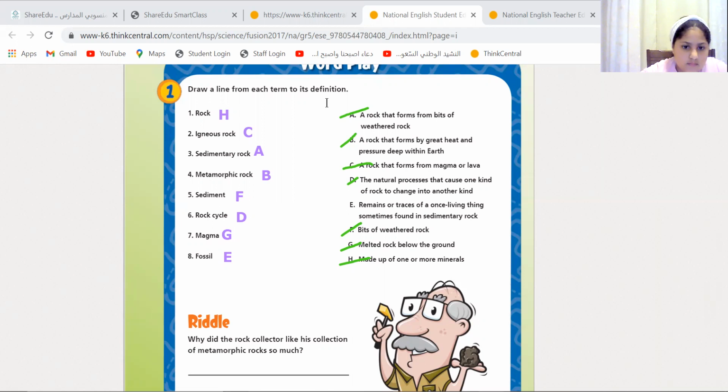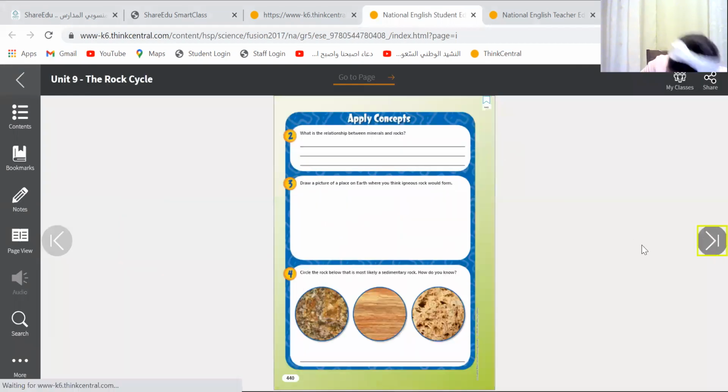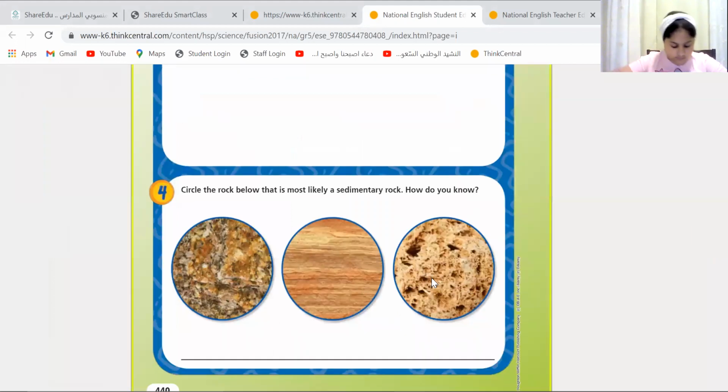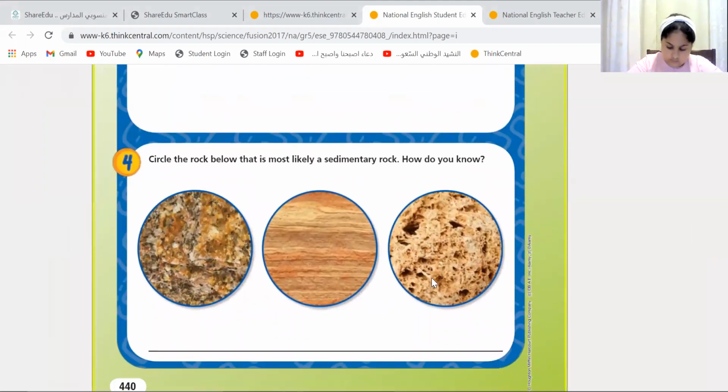Okay, girls, there is one more thing we want to do. What is the one more thing? Number 4, page 440. Okay. Go to the next page, number 4. Now, I want you to circle the rock below that is most likely a sedimentary rock. And how would you know? Which one looks like a sedimentary rock? I know. Yes, Yatana. It's the first one.